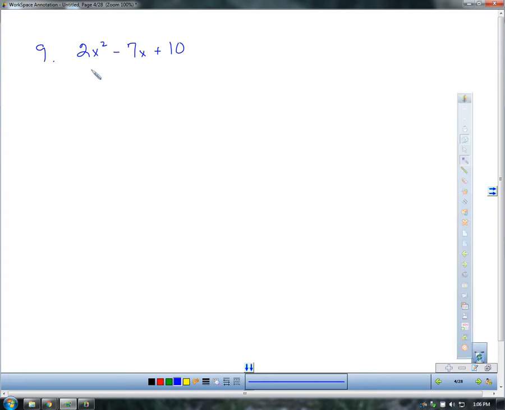I'll look at it. There is no GCF, so I'm going to multiply the front and the back, and I get 20. So I need something that multiplies to be 20 but adds to be negative 7. So I know both of these are going to be negative. If I do 5 times 4, that doesn't work. 1 times 20, that doesn't work. 2 times 10, that doesn't work. So this one would actually be prime.